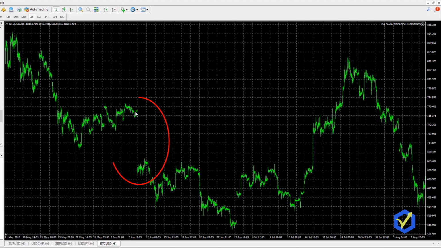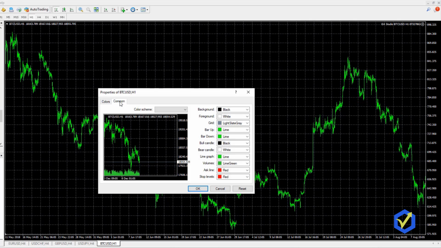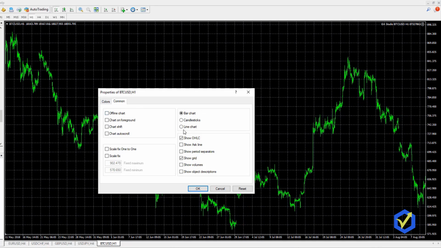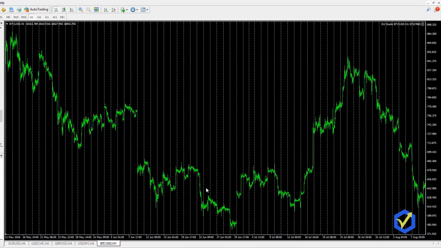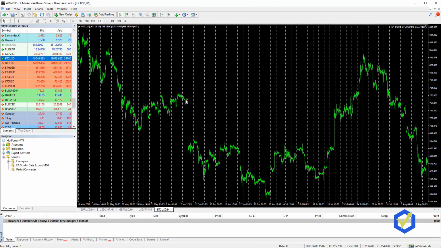And you can see this gap over here. There is no price between that level and that level, and then there is a gap here at a few more places. So if I go to properties and I go to common and I uncheck show grid, but I check show period separators and I click on OK, you will see that this is exactly between Friday and Monday.